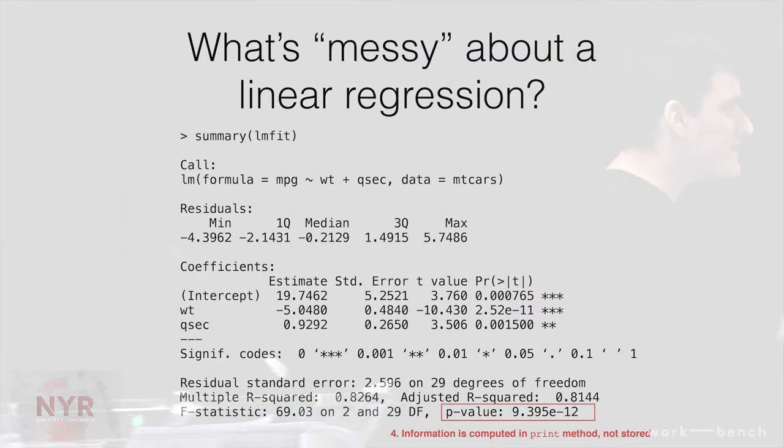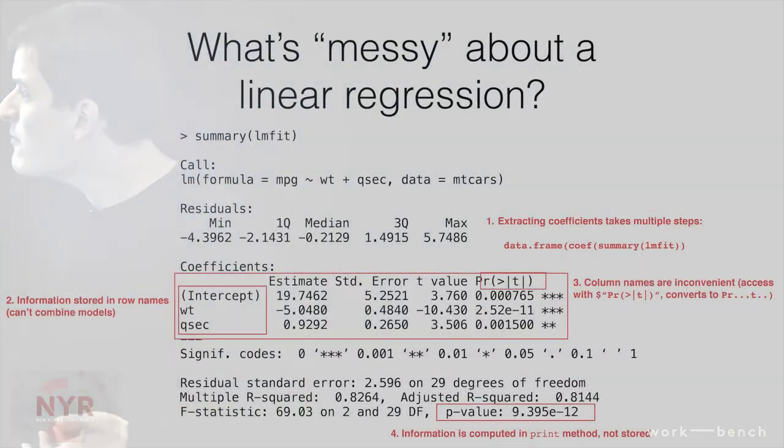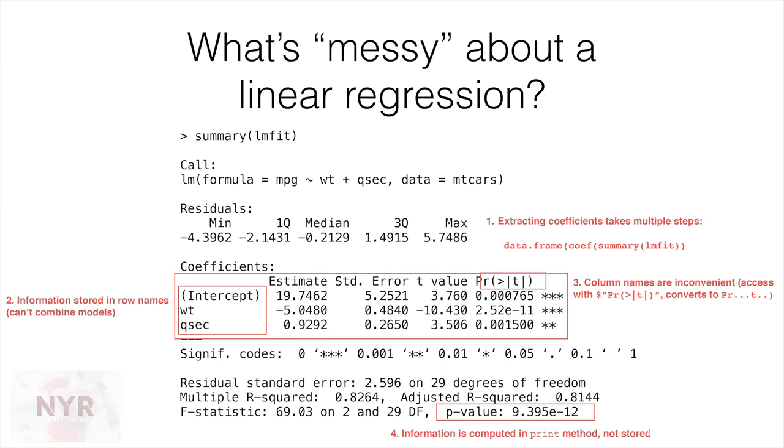And then you've also got information of other kinds, like the p-value from an f-test on the regression, that is printed out in this output, but it's never stored. It just appears when you print it. That means if you want to use that p-value, you have to actually calculate it yourself. Individually, we're all programmers. We know how to deal with them. But taken all together, these four issues and others like them are a massive inconvenience.